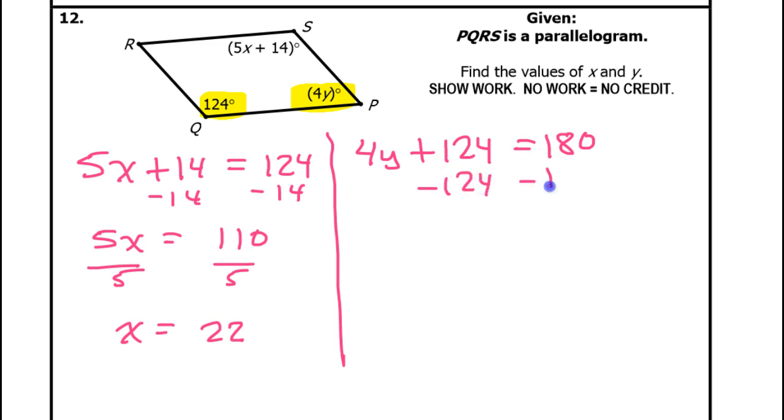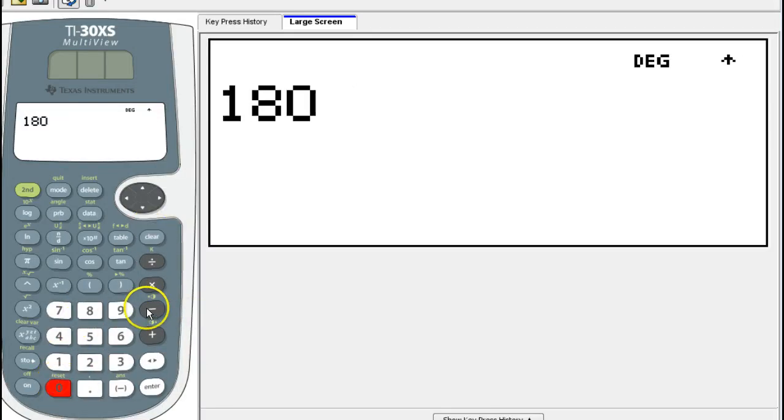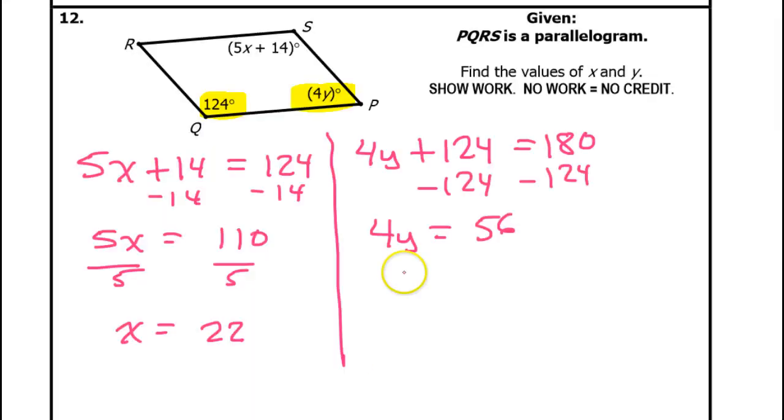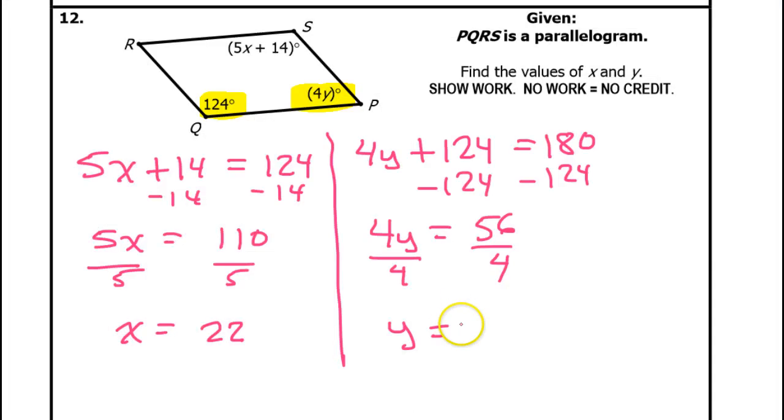Subtract 124 from both sides, so that'll be 4y is equal to 56. And then we're going to divide both sides by 4. So that's 14. And that's it.